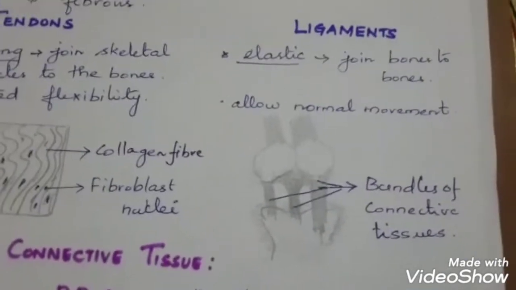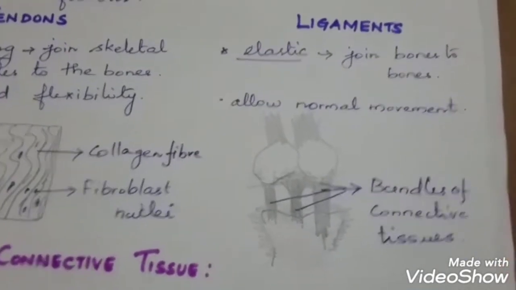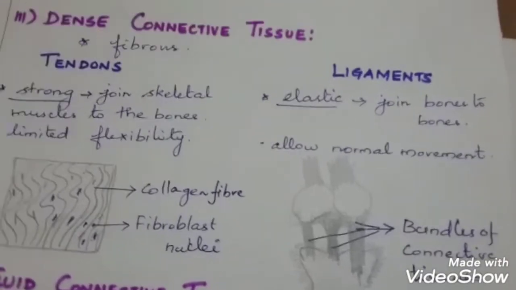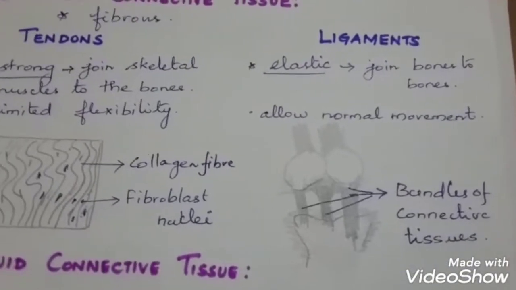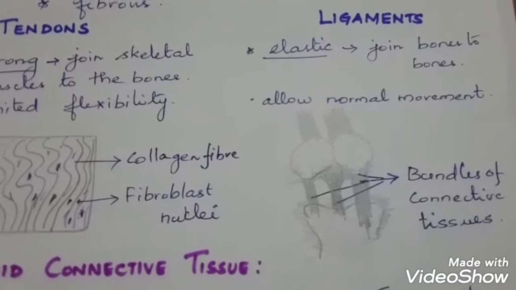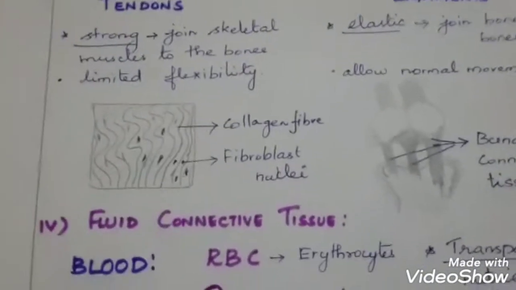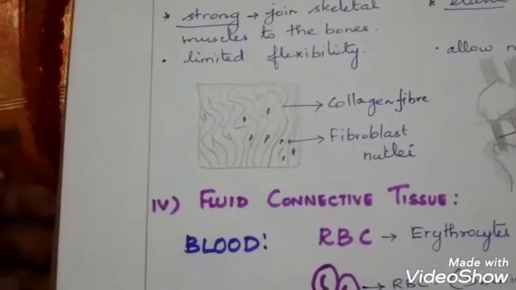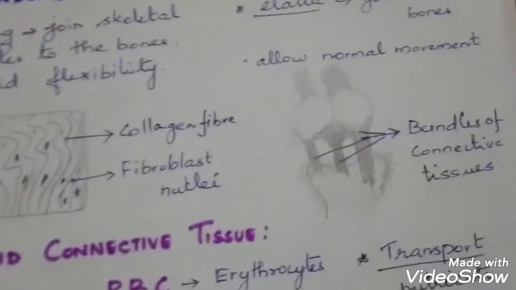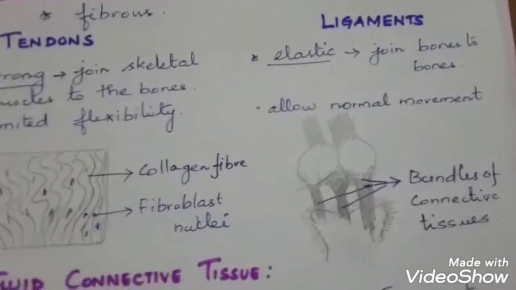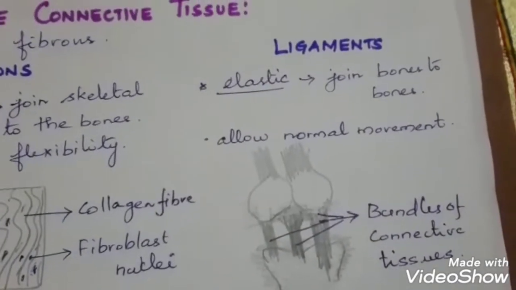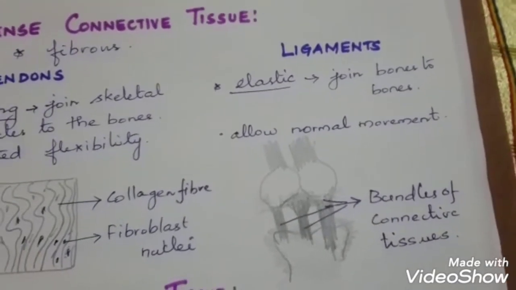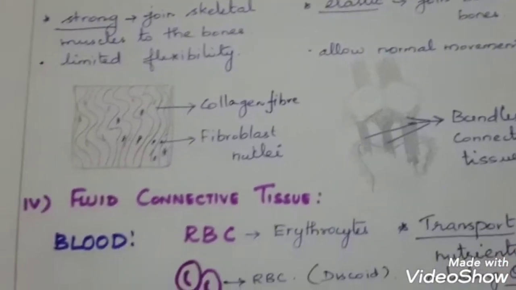And ligaments help to join bones to bones. They are also fibrous in nature. They allow normal movement. But tendons are flexible, so flexible that they allow larger movement. And these ligaments allow normal movement. They are made up of bundles of connective tissues.